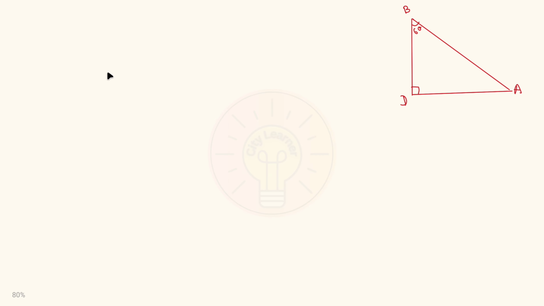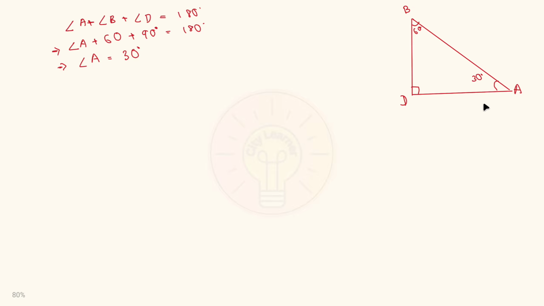This angle B is 60 degree, angle D is 90 degree, and we have to find the angle A. We know all three angles of a triangle add up to 180 degree. So if we find the value of angle A, it will become 30 degree. So angle A is 30 degree.